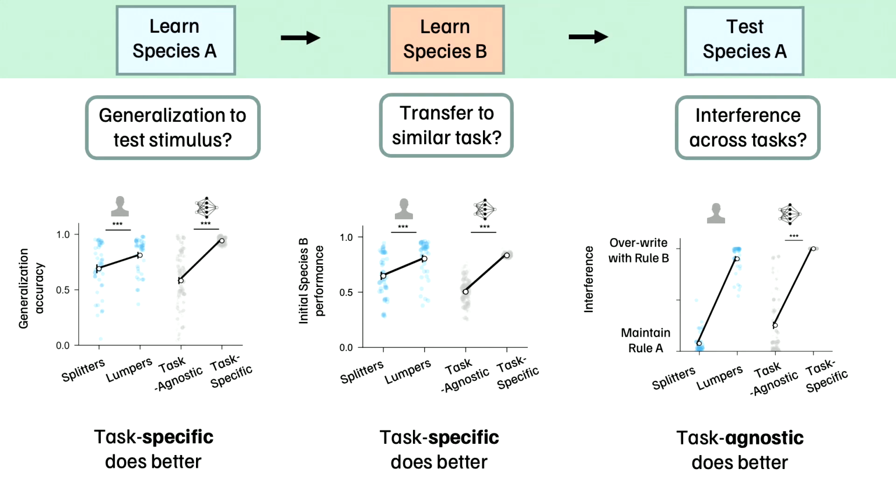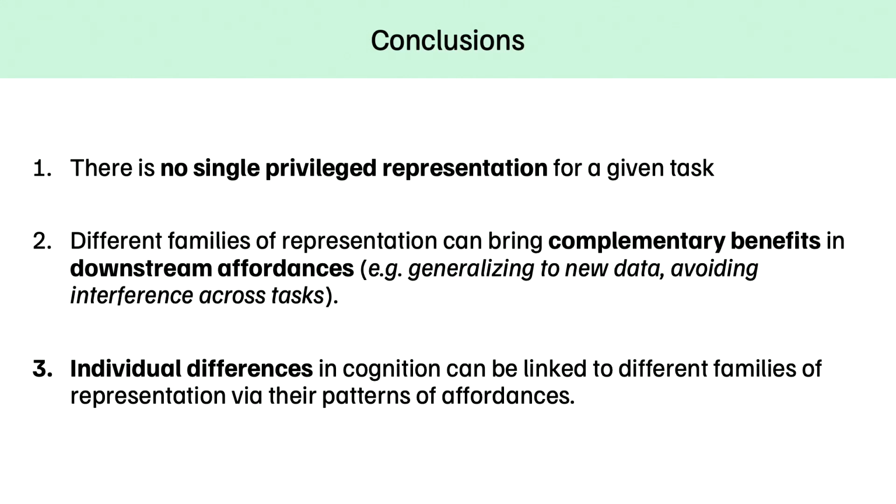So just to finish up, there is no single privileged representation for a given task. And this now has two meanings. So in one sense, there are many, many different representations that perform the same function, and we've seen that in both Lukas and Marvin's tutorial. But in a second case, there's no single privileged representation because different families of representations might bring different affordances, but there are trade-offs between them.